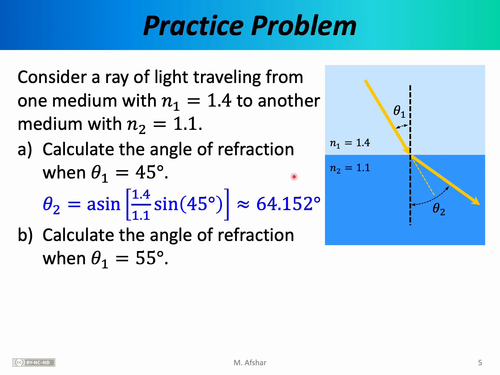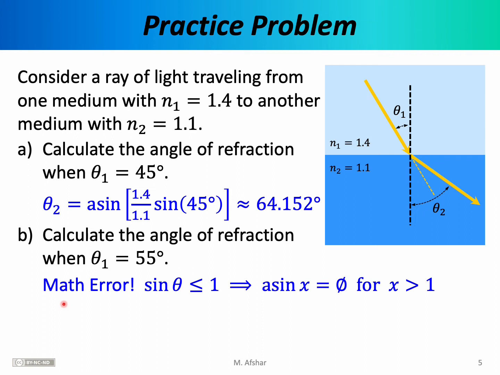Let's get a little more practice. This time, calculate the angle of refraction when the angle of incidence is 55 degrees. You can probably use the same formula. However, this time when you plug these numbers into your calculator, you will probably get a math error. You will get a math error because when you plug in 55 degrees into this formula, you will be asking your calculator to calculate the arcsine of a number that is bigger than 1. As you probably know, the sine function can never be greater than 1, so the arcsine of a number that is greater than 1 is undefined.